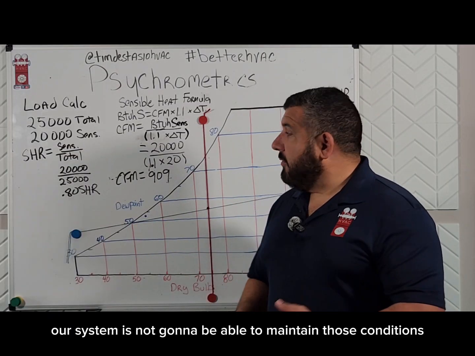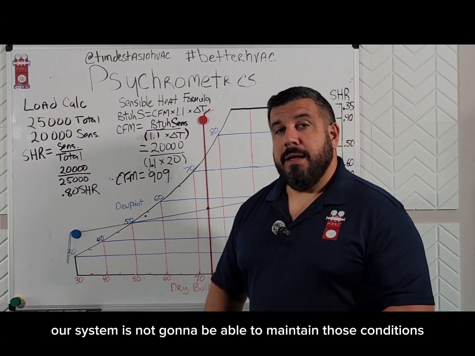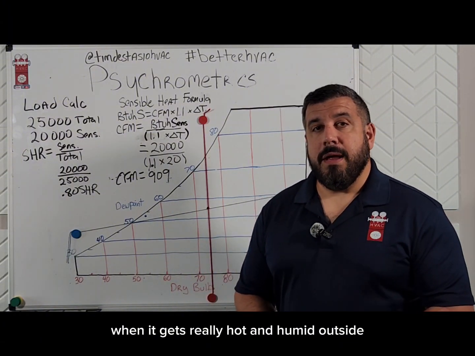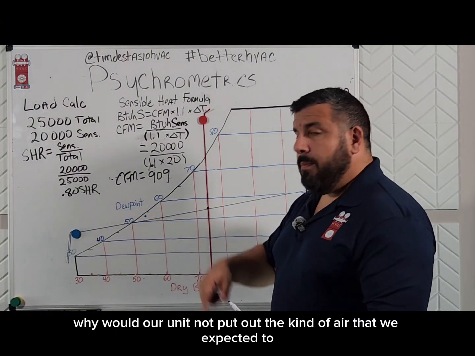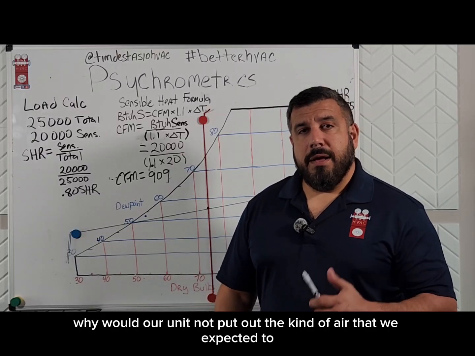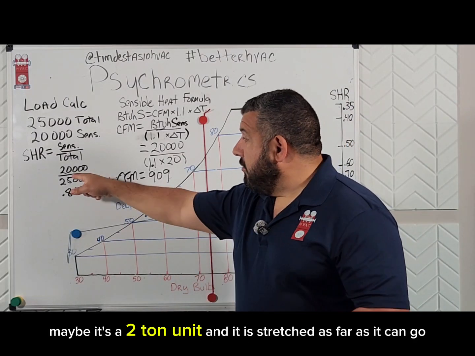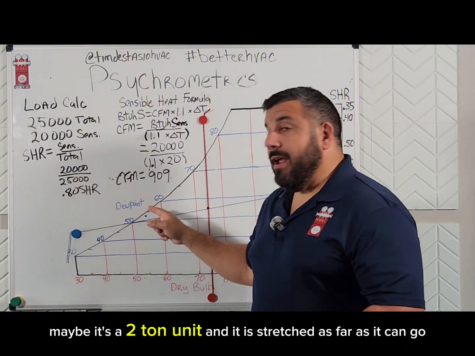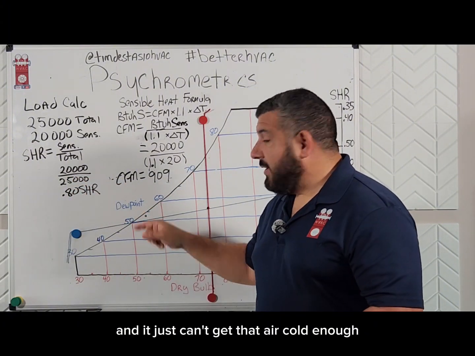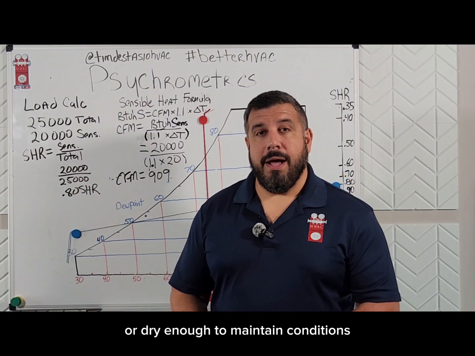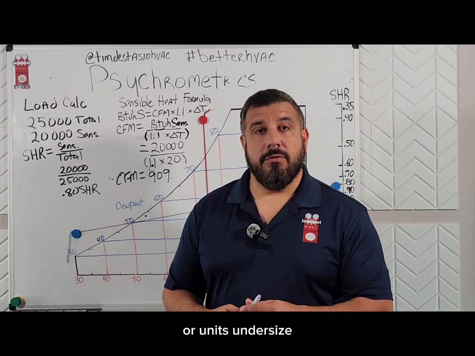Well, that means that our system is not going to be able to maintain those conditions when it gets really hot and humid outside. Well, why would our unit not put out the kind of air that we expect it to? The system just may not have that capability. Maybe it's a 2-ton unit and it is stretched as far as it can go, and it just can't get that air cold enough or dry enough to maintain conditions, so our unit's undersized.